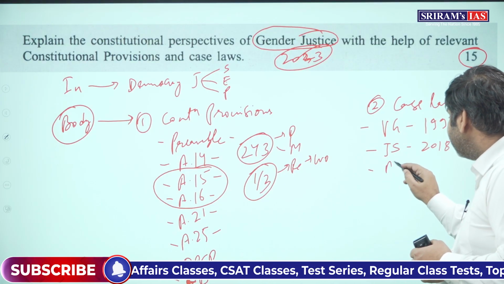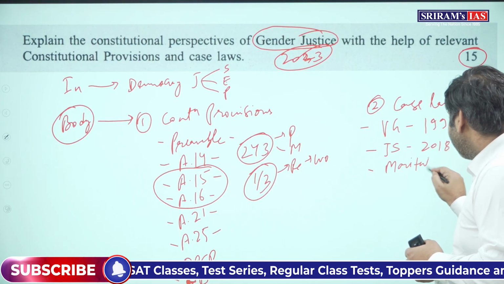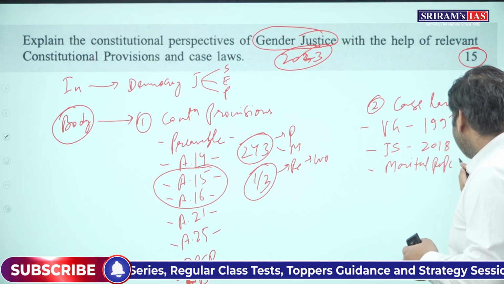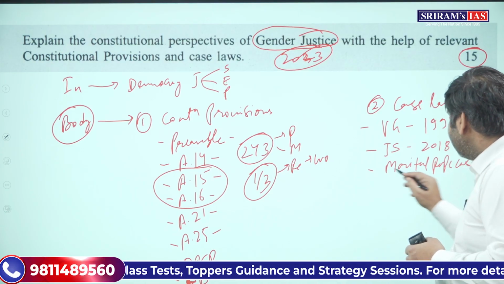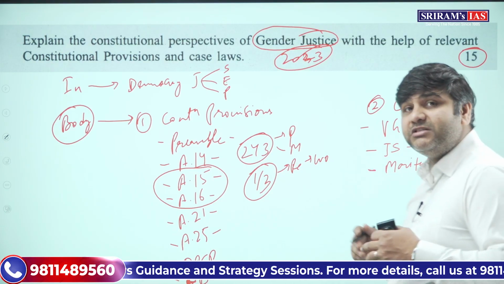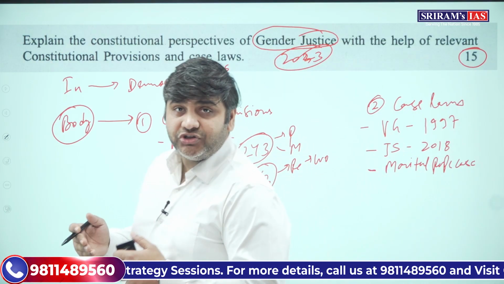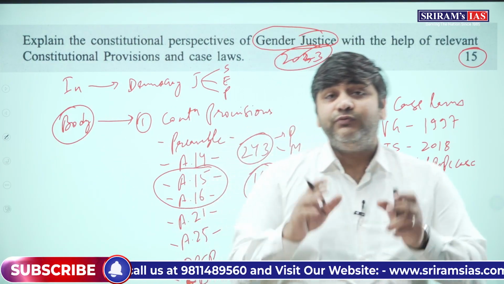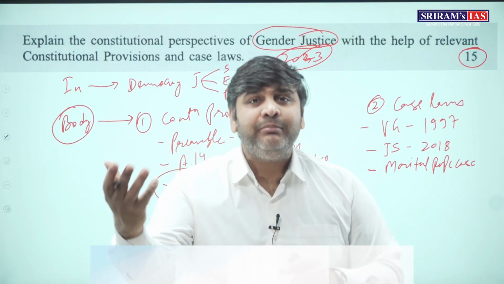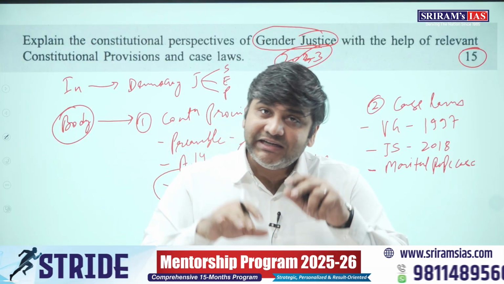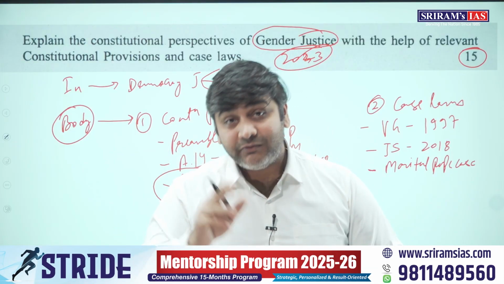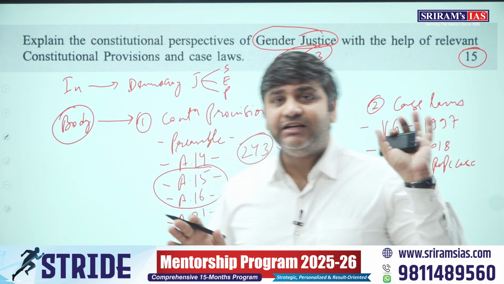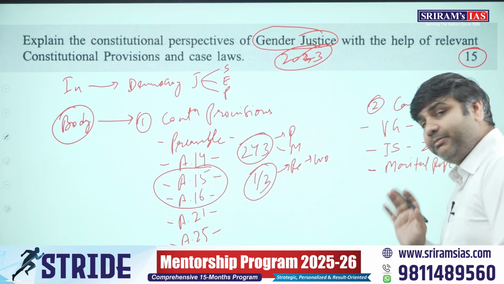Then you have the marital rape case. In this case also, women were allowed to go for abortion up to 24 weeks of pregnancy. So the discrimination, the inequality which was faced by unmarried women versus married women, that was taken out of context by the marital rape case.